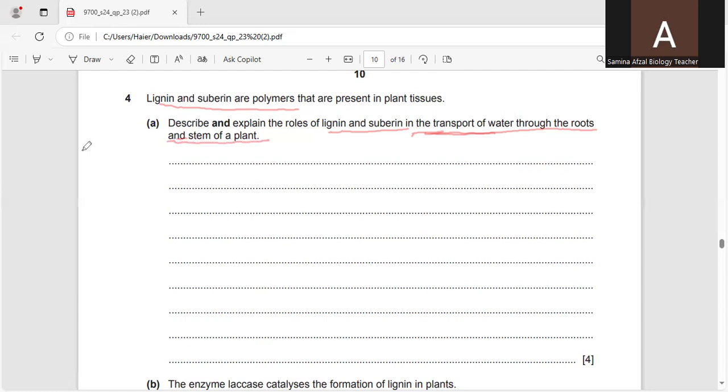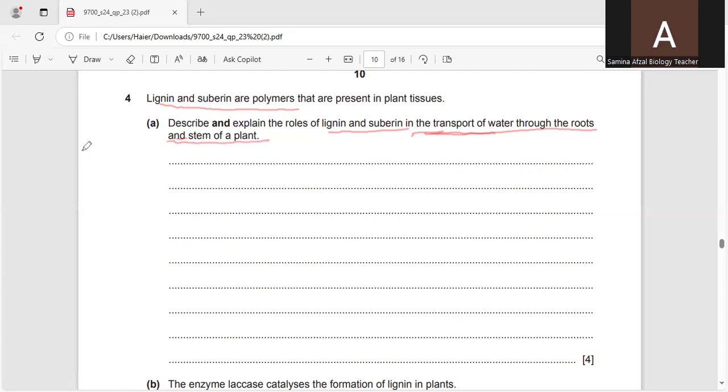So protection, it also protects the plants from attack by the pathogens. On the other hand, the suberin acts as a selective barrier. The suberin will act as a selective barrier, and it also helps protect the plant from pathogens and toxins in the soil.